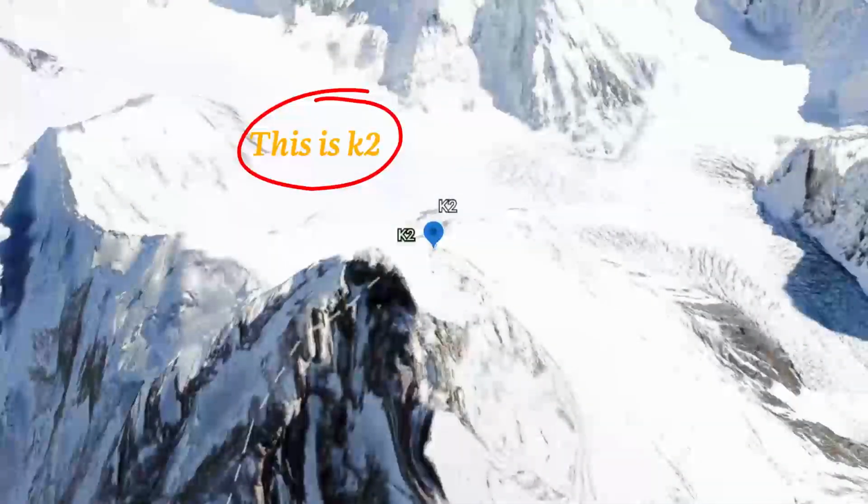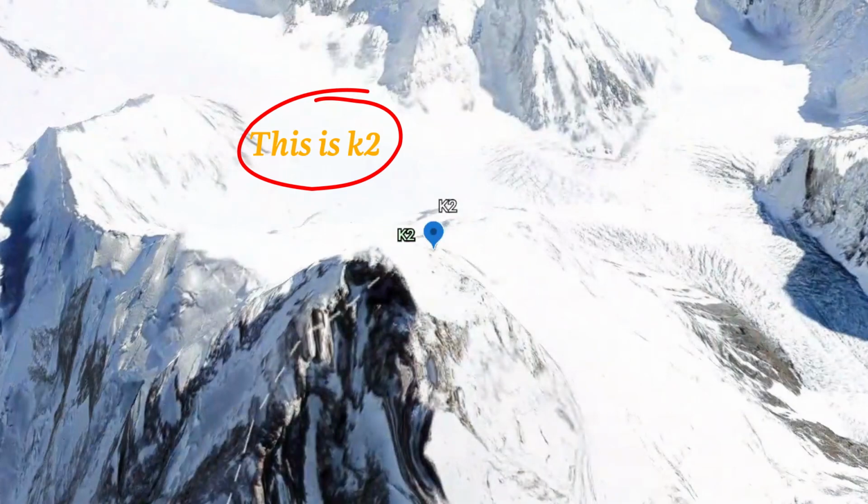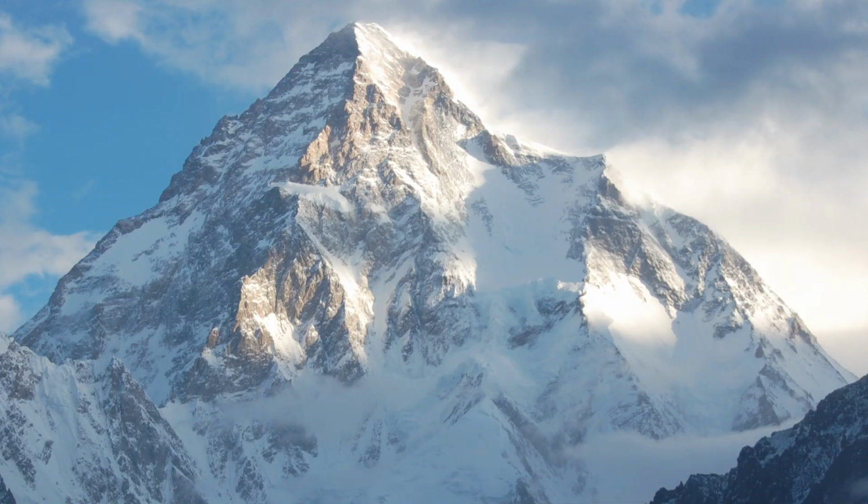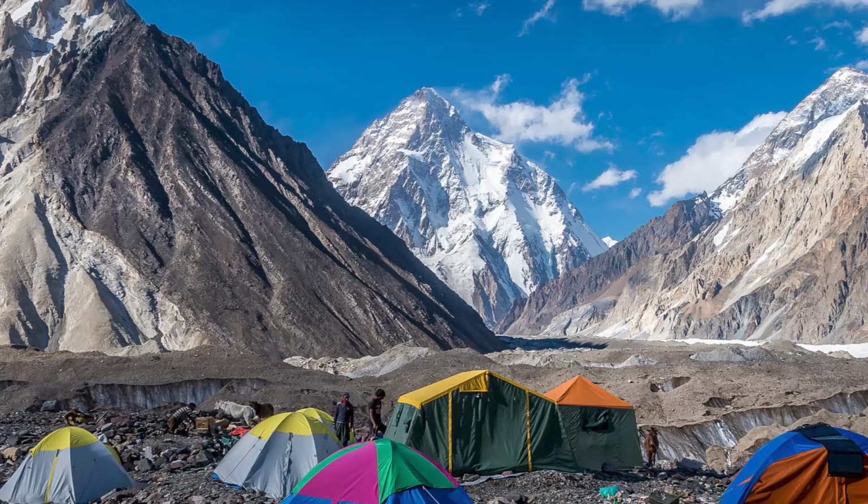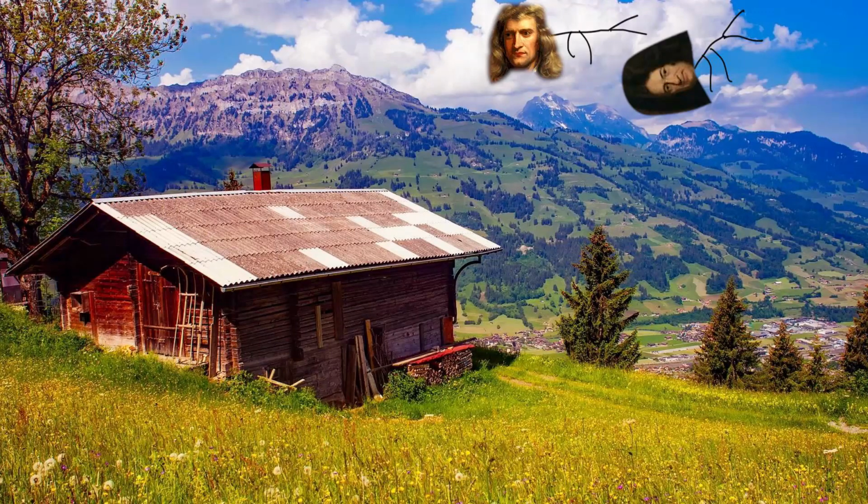This is K2. It's one of the tallest mountains on planet Earth. It's extremely steep at places like this and borderline flat at camps like this. Wouldn't it be nice if there was a way we could express this all mathematically? It turns out a bunch of really smart guys already figured it out 400 years ago.